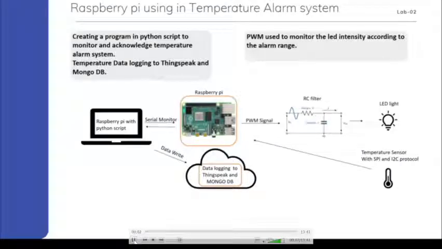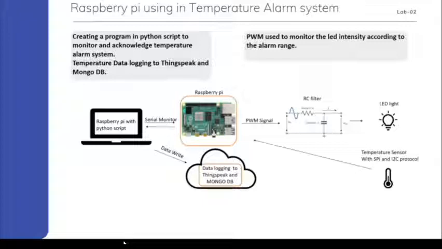Hi, this is Muhammad Saifuddin Chaudhry, and I'm going to present one of my projects. This is the first part of my project, and this is a Raspberry Pi used in a temperature alarm system. What I need for this project is a Raspberry Pi, and I'm using a Raspberry Pi 4B here, and I'm using a Python script for coding.